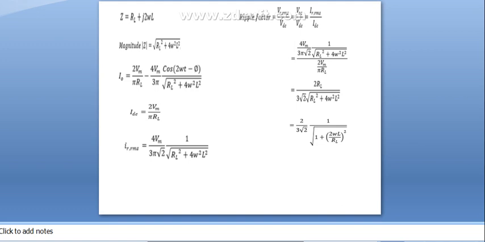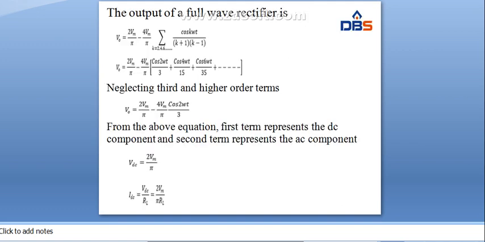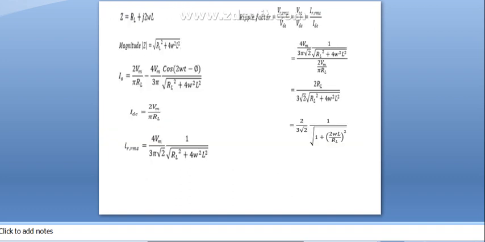So i0 becomes 2 Vm by pi RL minus 4 Vm by 3 pi, see here in this equation, into cos 2 omega t minus pi by square root of RL square plus 4 omega square L square. It is the AC component.